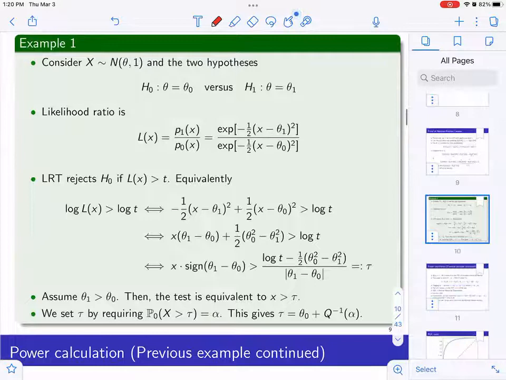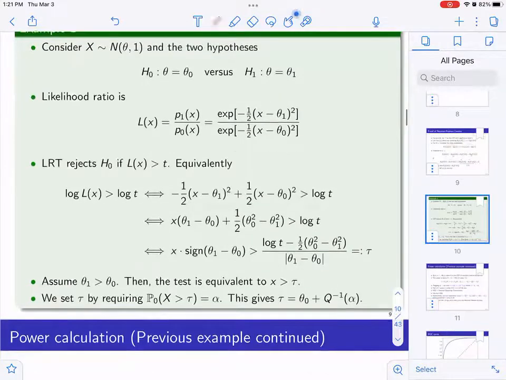So let's see maybe an example. If you have a normal with mean theta and variance 1, and you have two simple hypotheses, theta is equal to theta naught, and theta is equal to theta 1. This is perhaps the simplest hypothesis that you can think of. You just have a single draw from a normal distribution, and you don't know the mean. You just know that it could take these two values. So the idea is to form the likelihood ratio. The constants will cancel out. So that's the likelihood ratio after cancellation of the 1 over root 2 pi.